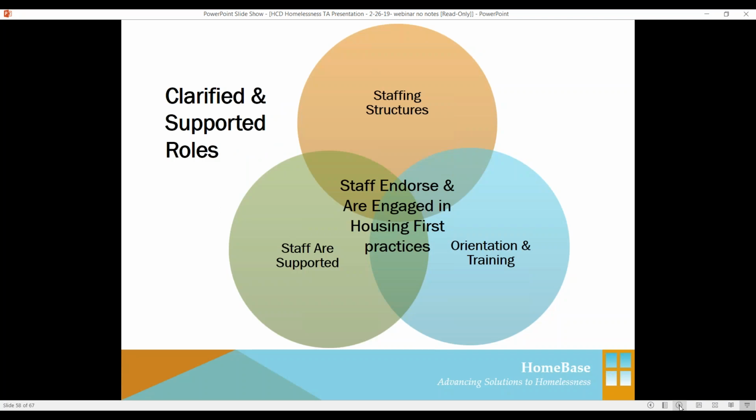Just briefly, I want to touch on the fact that it's very important that staff are endorsed and are engaged in Housing First practices. And that means not only do you have to hire and train the correct folks, but also support them in a trauma-informed culture.